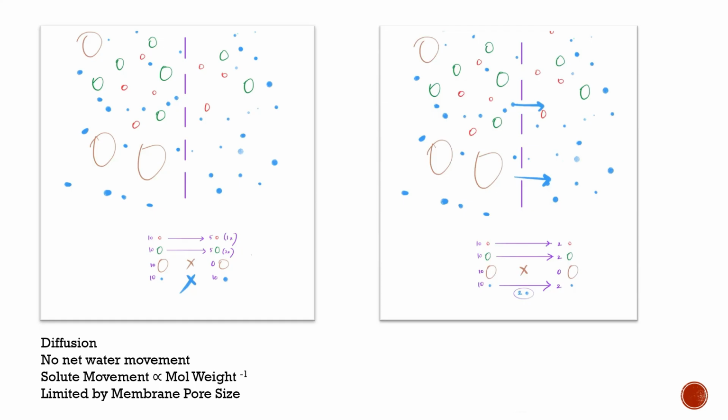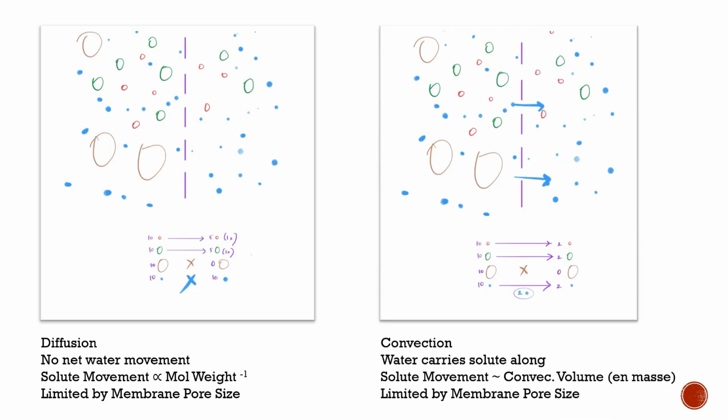So let's say two molecules of water are filtered across. They carry along two small and two middle molecules. The larger molecules still remain behind, limited by the pore size. This is called solvent drag, where solute movement depends on the volume of fluid filtered and not on the molecular weight. So in convection, there is net water movement. Solutes move along with water. Solute clearance depends on convection volume, and again, the membrane pore size limits how big a molecule can cross.